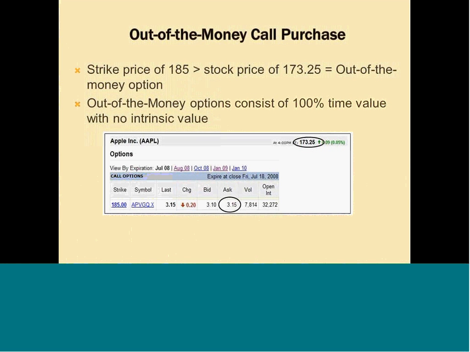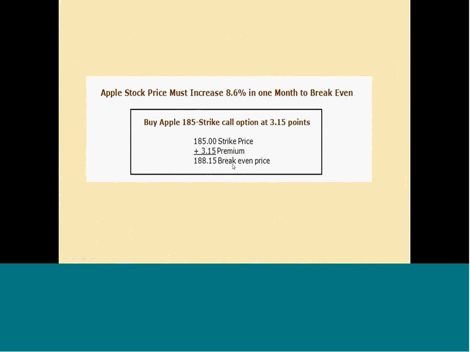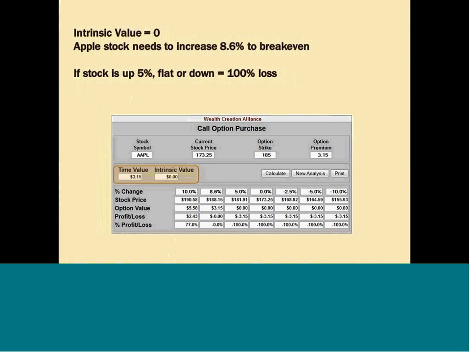And if the stock is up 5%, we'd have a 29% return as opposed to the out-of-the-money strike, which had a 100% loss if the stock increased 5%. So you can see you have a much higher probability of success with this in-the-money call versus the out-of-the-money call. Again, in this example, the Apple stock only has to increase 0.7%, less than 1%, to break even. And this would have a much higher probability of success than an out-of-the-money call that required the 8.6% move to break even. So selecting in-the-money calls with 1% time value can increase your odds of success.